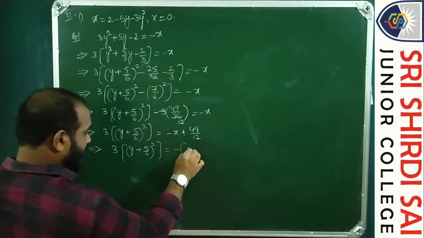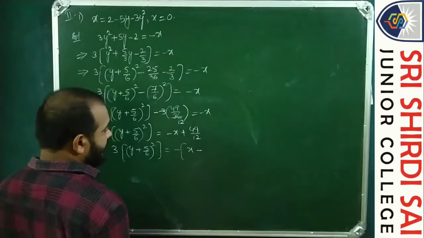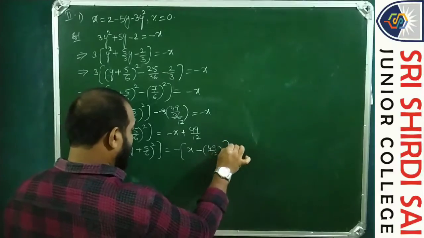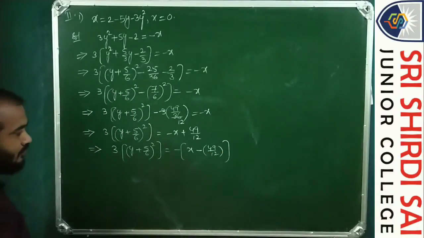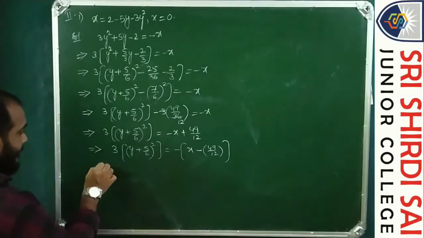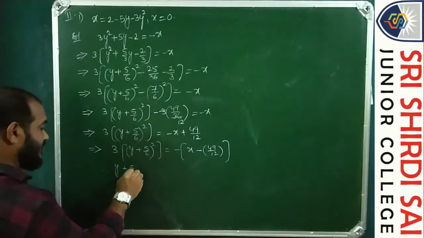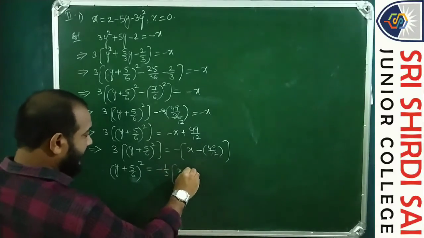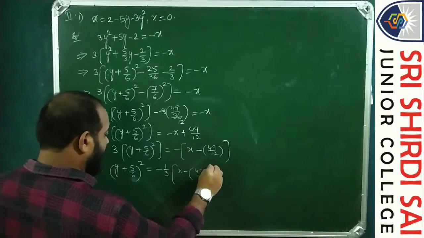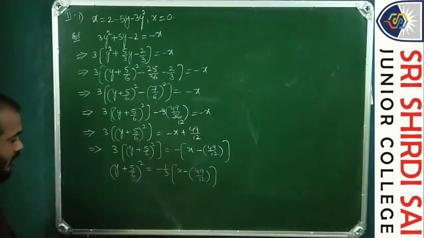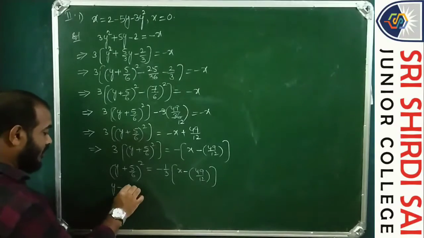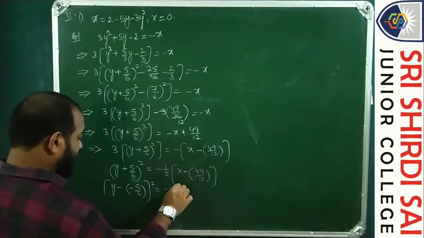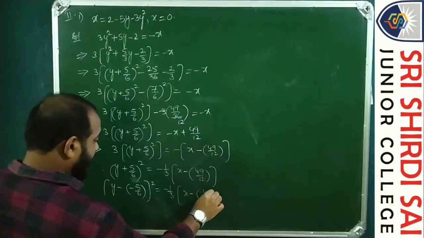Equals to minus of x minus of 49 by 12. So this is equals to y plus 5 by 6 whole square is equals to minus of 1 by 3 into x minus of 49 by 12. Therefore, this is the parabola. This can be written as y minus of minus 5 by 6 whole square is equals to minus 1 by 3 into x minus 49 by 12.